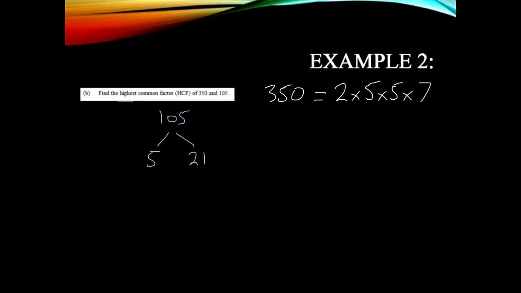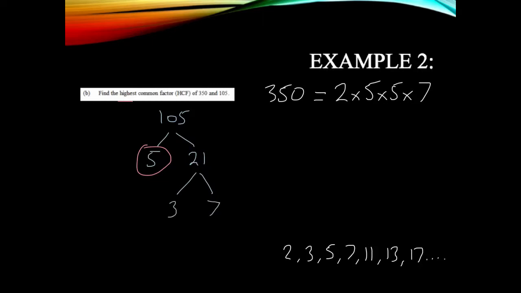Again, from my list before, I'm just going to write them at the bottom: 2, 3, 5, 7, 11, 13, 17, and so on. These are my prime numbers. 5 is, so I'm going to circle it and leave it. 21 isn't a prime number. I know that 21's in my 3 times table, so I'll split it out again into 3 and 7. In order to do this, you do have to be quite good at your times tables to spot what numbers are factors, but nevertheless, it's a skill that you should have by now. So we're saying that 105 is 3 times 5 times 7.